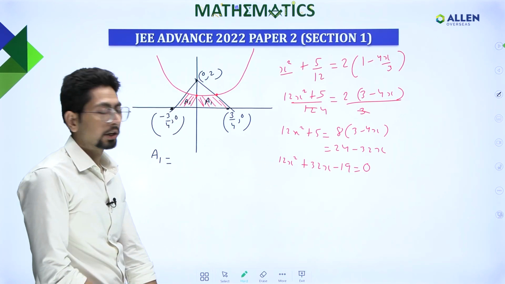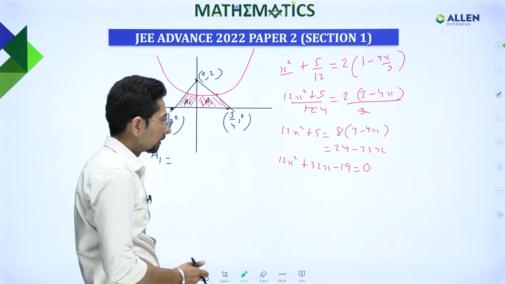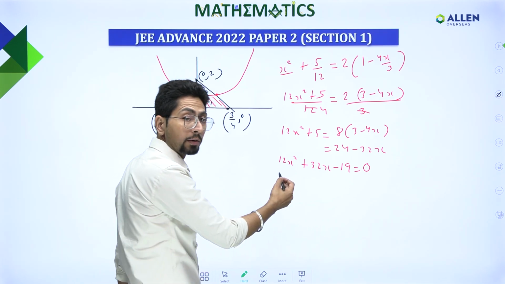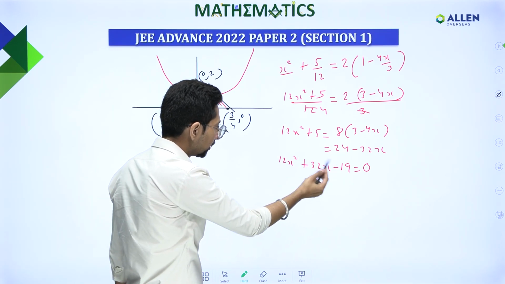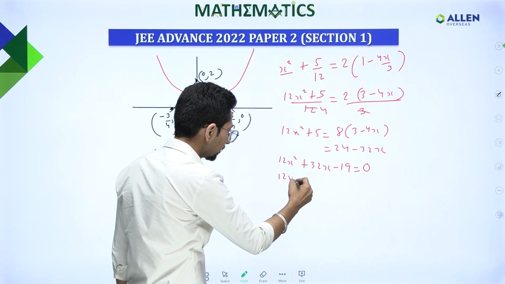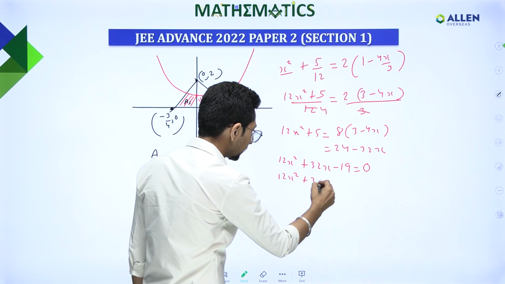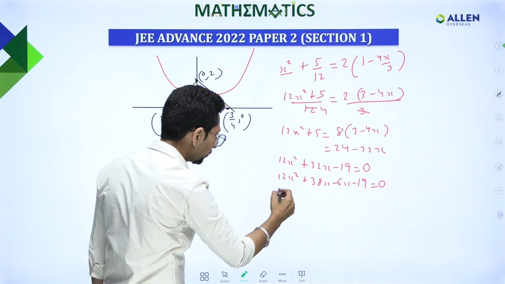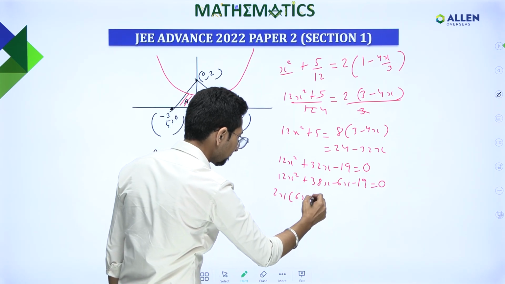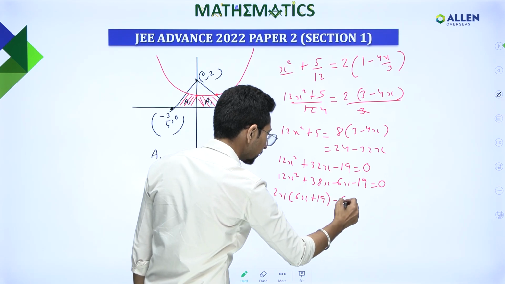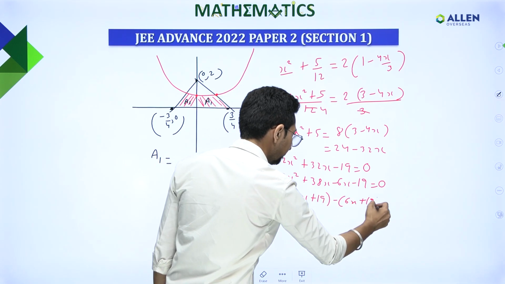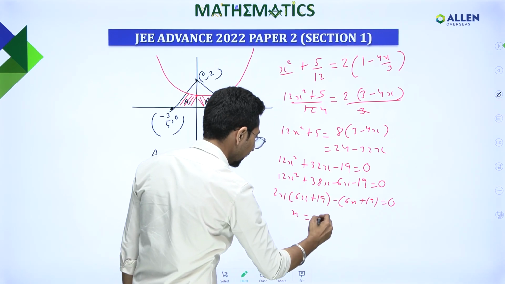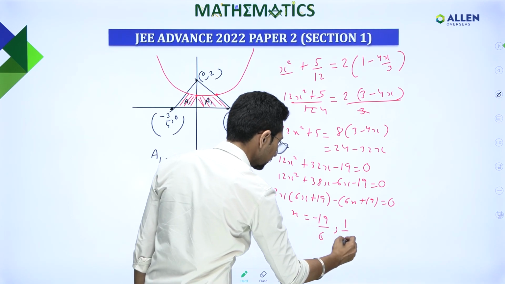Right. So here you have to factorize it, right? 19 cannot be factorized further, 12 can be factorized. Obviously, it will be 19 into 2, that is 38, 38 minus 6, right? Only one factor possible. This is 38x minus 6, x minus 19. Taking common 2x here, this will be 6x plus 90 minus 1, 6x plus 90. X is coming out to be minus 19 by 6 or 1 by 2.